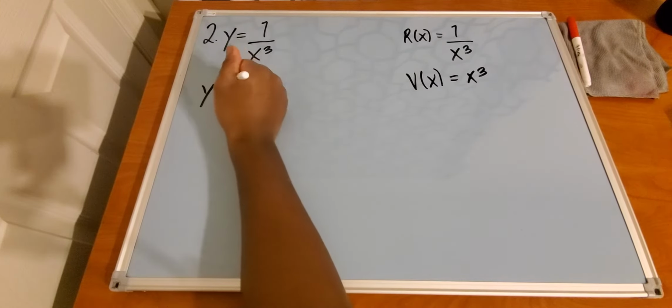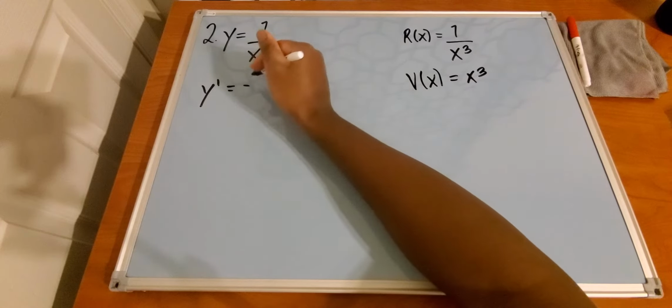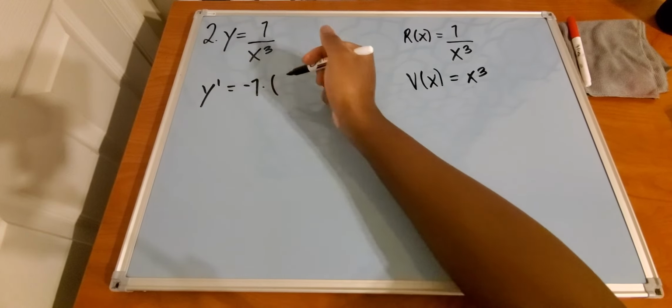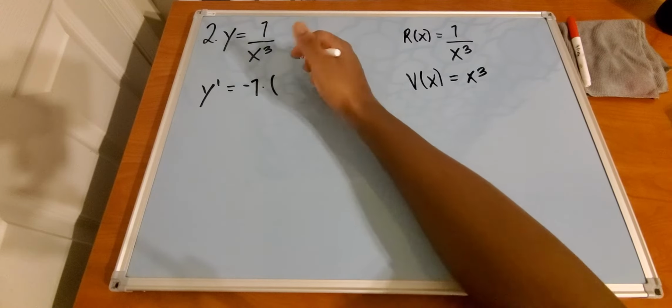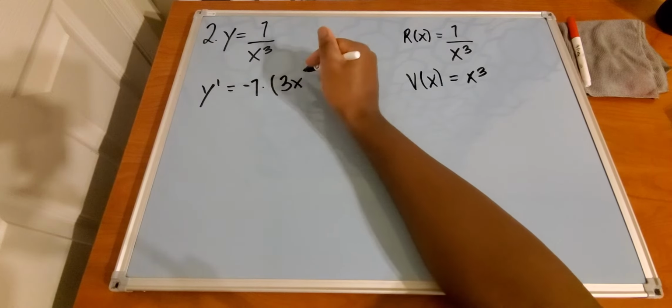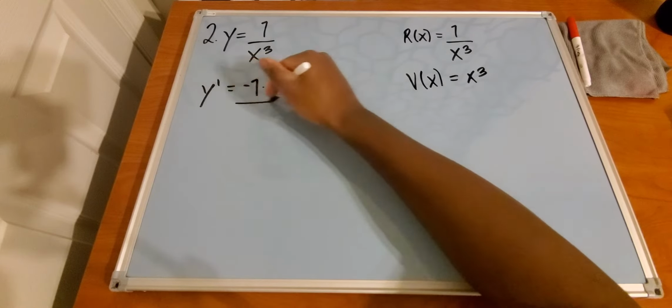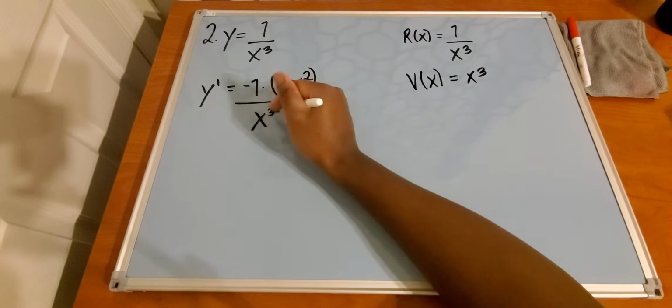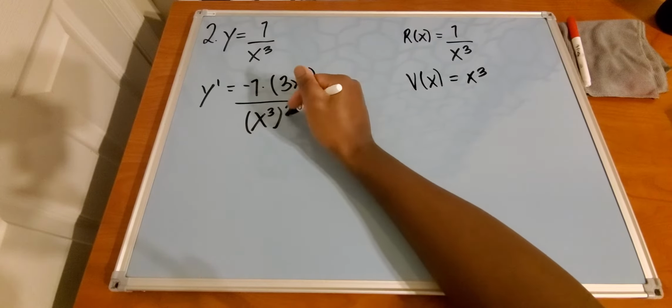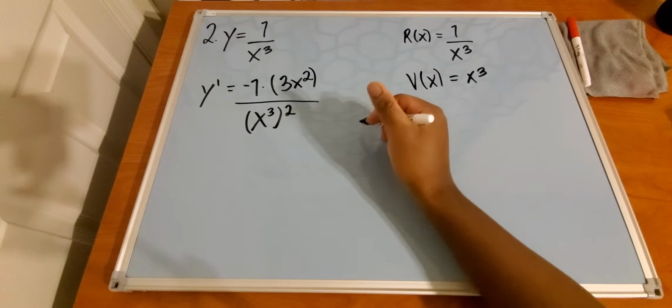So y prime is equal to -1 times the derivative of whatever's in the denominator. So the derivative of x cubed is 3x squared all over the denominator squared. So we have x cubed squared. Let's go ahead and rewrite this.